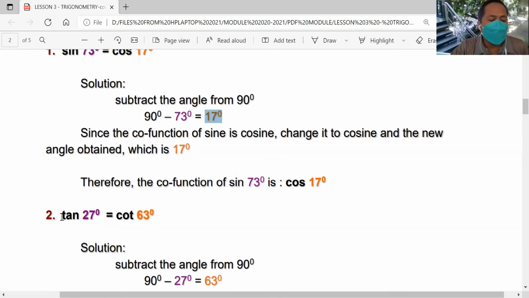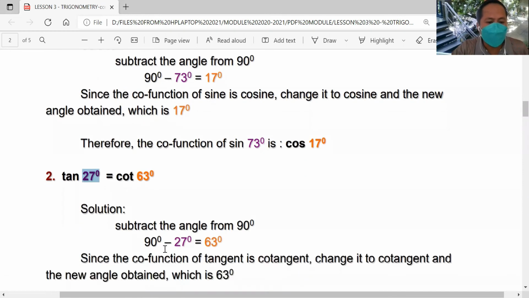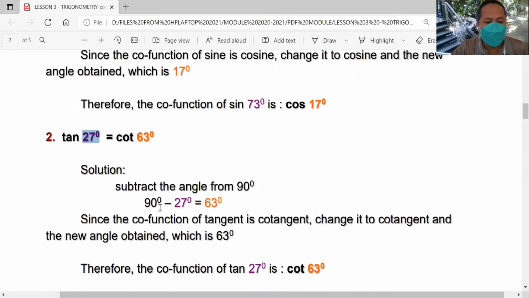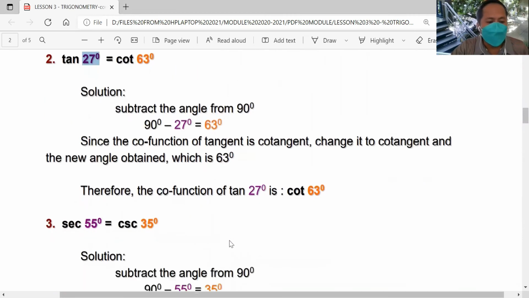What is again the cofunction of tangent? It is cotangent. The given angle is 27 degrees. Subtract it from 90 degrees: 90 minus 27 degrees equals 63 degrees. The same process as number 1. Therefore, the cofunction of tangent 27 degrees is cotangent 63 degrees.